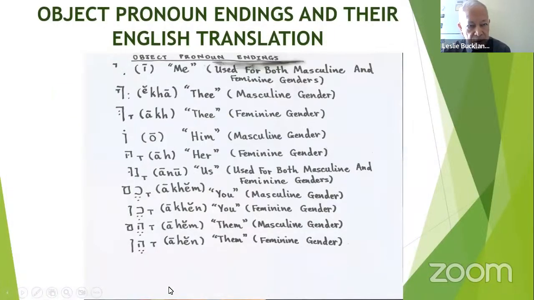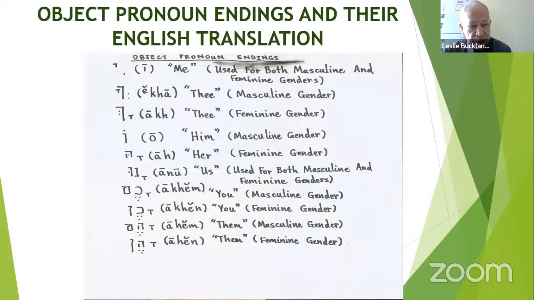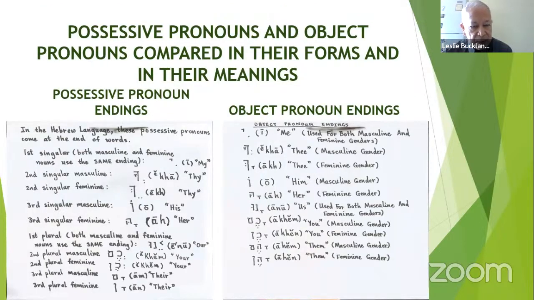All right, so this is what you need to focus on with lesson 27. You look at the object pronoun endings and be able to compare the similarities and differences between the possessive pronoun endings and the object pronoun endings. Do you have any question on this? No, but about it. Okay.